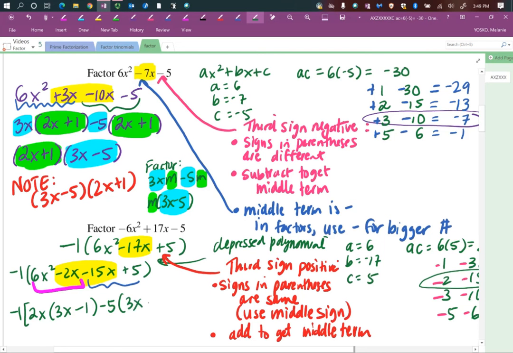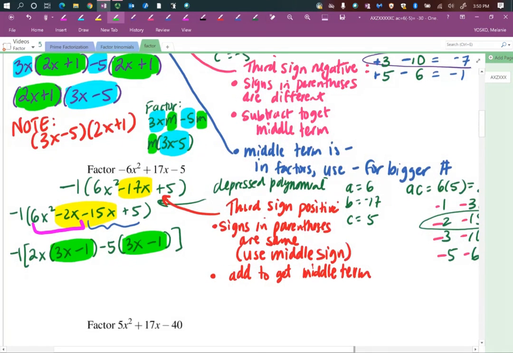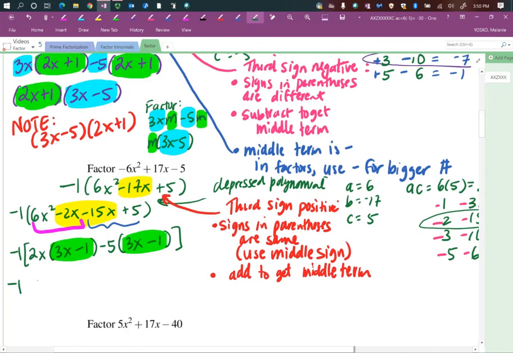And then negative 5 times a negative 1 gives me a positive 5. Okay? And then we're going to look at what do these two things have in common. They both have a 3x minus 1. So we're going to rewrite this negative 1 out here. We're going to rewrite the factor they have in common, which is the 3x minus 1. And then we're going to read off the rest, and that's going to go in the second set of parentheses back here. So 2x minus 5.